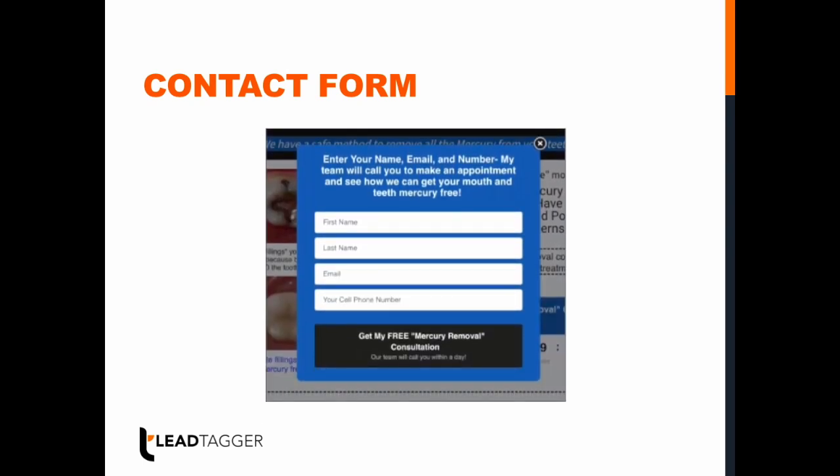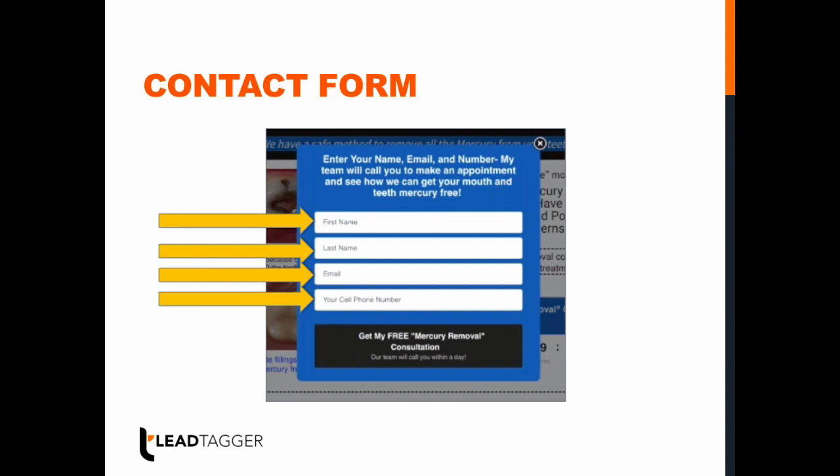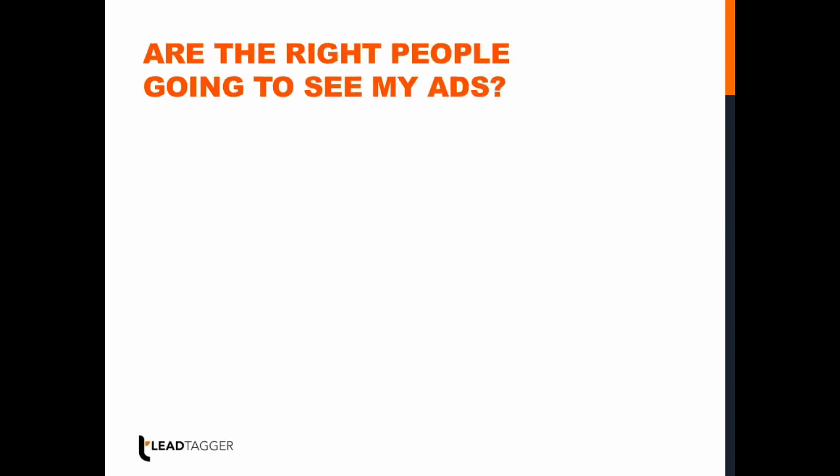Now, again, this is probably the most important part of the sales funnel. You want to ask them for their first name, their last name, their email, and their cell phone number so that you have this information to use when you call them to book their appointment.